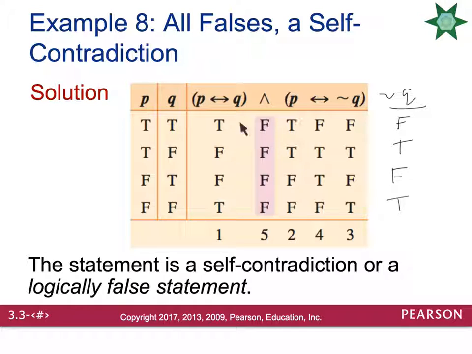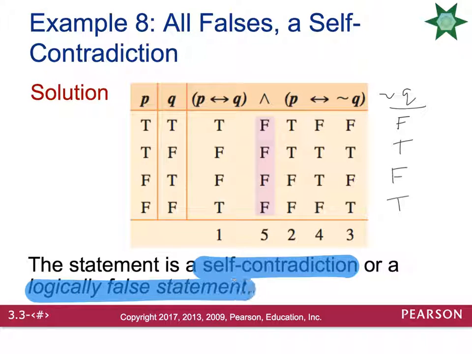Okay. So now we've got this biconditional done and this biconditional done, and we're taking the and of those two. Remember, and they both have to be true. So not both true, so false. Not both true, so false. Not both true, so false. Not both true, so false. So notice we have F's all the way down. So this statement is a self-contradiction. In other words, we say it's a self-contradiction or it's a logically false statement. It doesn't make sense. Can't happen.